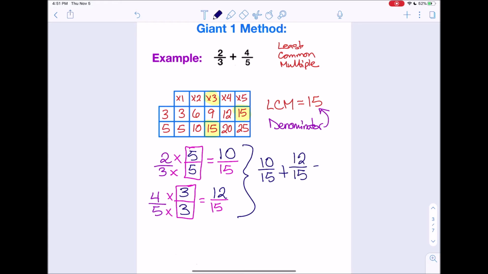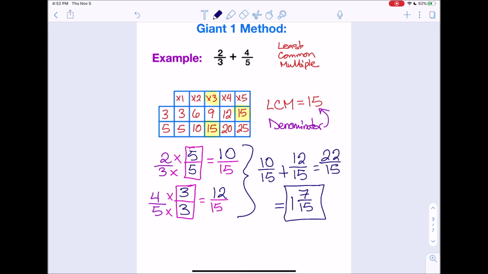Okay, 10 plus 12 is 22 over 15. And I can simplify that by thinking, well, this is an improper fraction, 22 is larger than 15, so I can think to myself, how many times does 15 go into 22? It goes in once. What's my remainder? Well, 22 minus 15 is 7, so my remainder is 7, and the denominator stays 15, and I get 1 7/15.